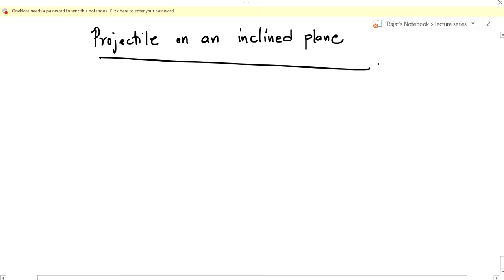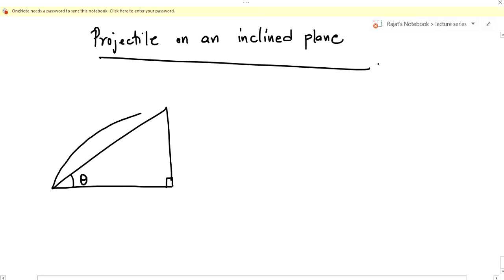So this is how it will look. There's an inclined plane of angle theta, and we are throwing a projectile from the bottom of the inclined plane, and it is striking. It's not necessary that it strikes the top surface. The inclined plane can be longer as well, like this.